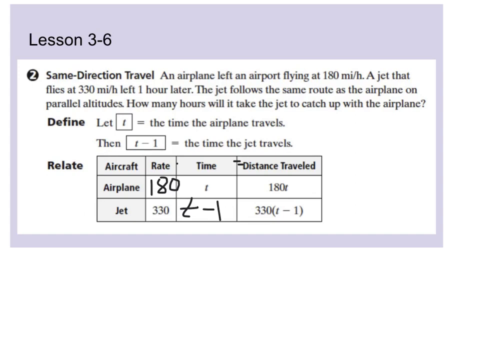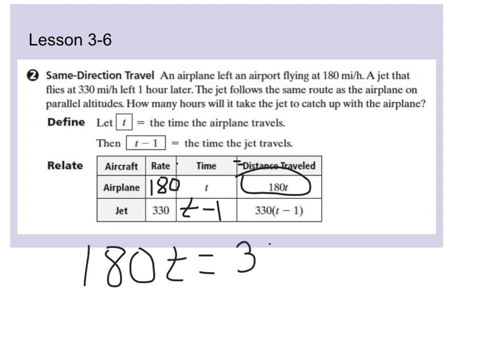Well, in this case, we want to know when the airplane and the jet are at the same place, right? So their distances are going to be equal. They left from the same starting point, and where they meet up is going to be the same distance they've both traveled. So since we have this expression here, 180t, that represents the distance of our airplane. And then 330 times, notice the quantity, t minus 1, that represents the distance of our jet, the faster plane.